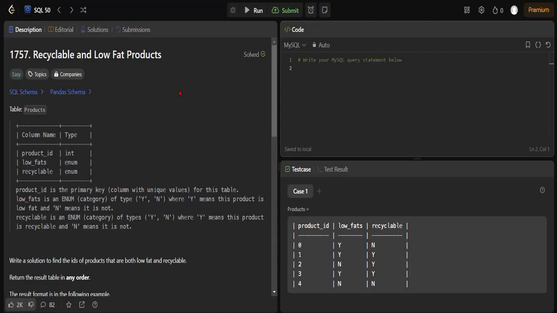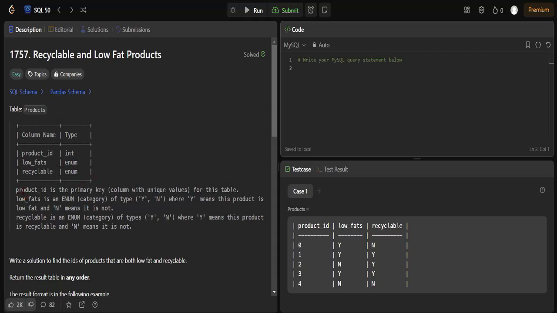So this is the question. Let's look at this problem statement. I've been given a table which has the column names and data types: product ID, low fats, recyclable. Product ID is an integer and these are characters.